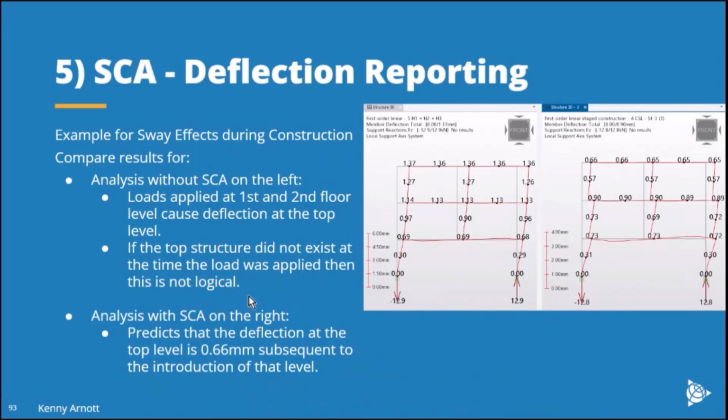When you think about it, this is really quite logical. If I have built this bottom level and loaded it, then before I ever built anything above, why would the load that I apply at first floor level be doing anything at the top? So in a first order linear analysis, you don't have that history, and that load which was applied before this structure was ever introduced is introducing deflection on that structure up there.